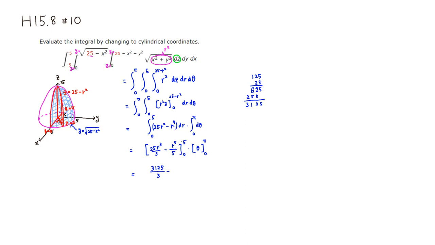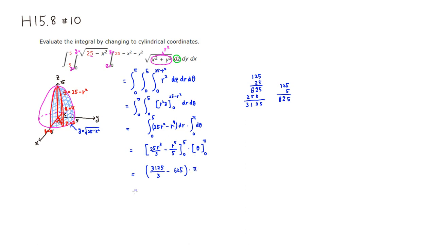If you plug in 5, one of the 5s cancels out, so it's going to be 5 to the 4th. What's 5 to the 4th? 125 is 5 cubed, so you have another 5. 5 times 5 is 25, 5 times 2 is 10, and so on. So 625. Then you multiply by pi minus 0, which is going to be pi.